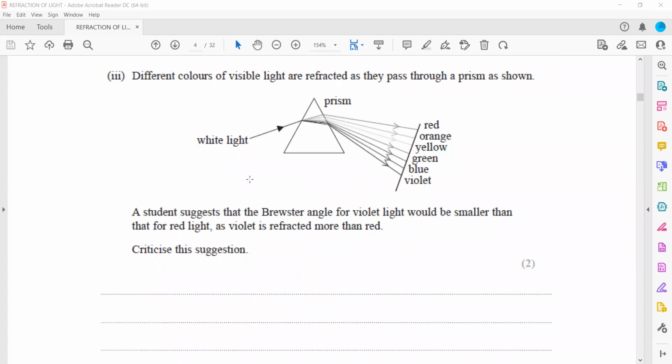Different colors of visible light are refracted as they pass through a prism. As you can see, violet bends the most and red bends the least. A student suggested that the Brewster angle for violet would be smaller than for red, as violet is refracted more than red. Criticize this suggestion, like whether this suggestion is right or wrong.